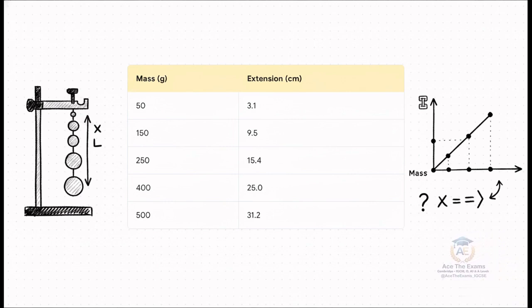If you plotted this out, you draw a line of best fit, find its equation, and boom, you have a working mathematical model. You could use it to predict the stretch for 275 grams without even testing it. That's the power of modeling.